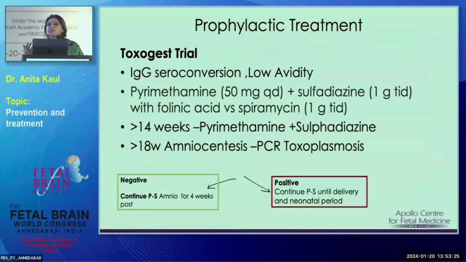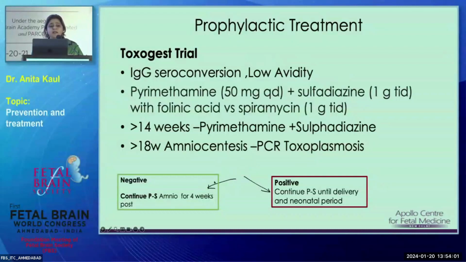So the question was, do we give them spiramycin? Does that work better? Does pyrimethamine-sulfadiazine work better? Should we be looking for new chemoprophylaxis regimes? For this, there was a trial, the Toxogest trial, where they gave spiramycin in one arm and the PS medicine in another, and again did an amnio at more than 18 weeks.